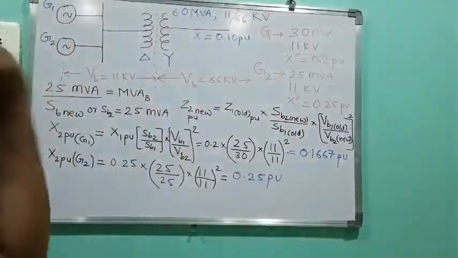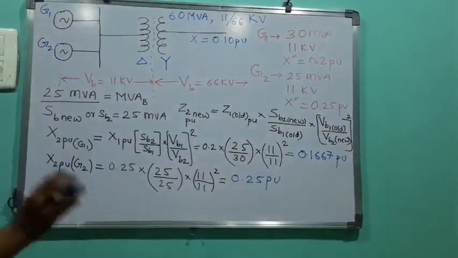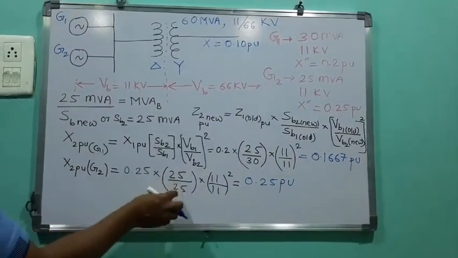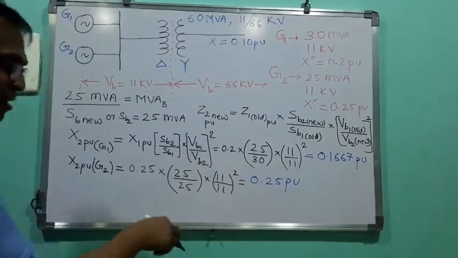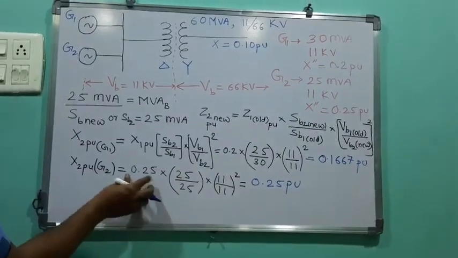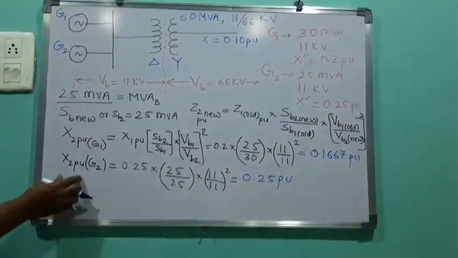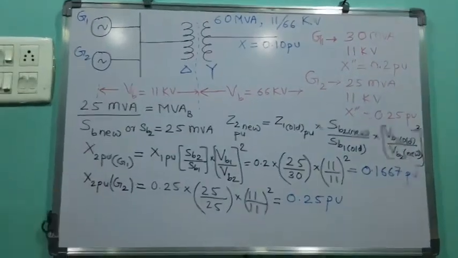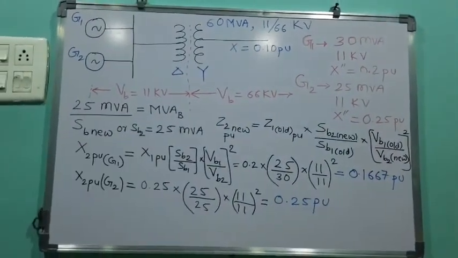That means we are getting the same value as here. Why? Because this is 0.25, the 25s get cancelled, the 11s get cancelled. So the remaining is 0.25. This is nothing but x2 per unit. For generator 2, we are getting 0.25.